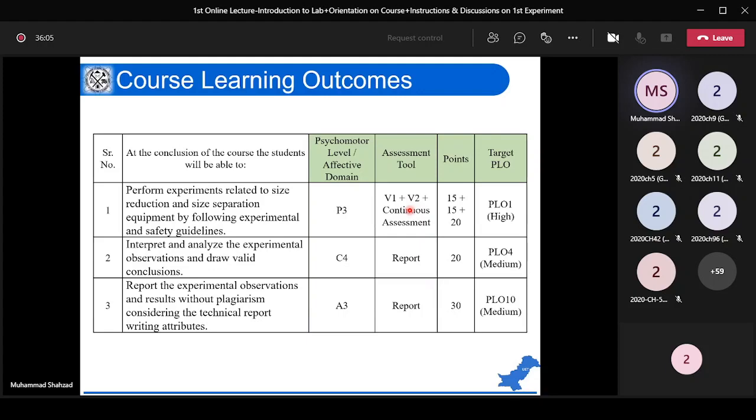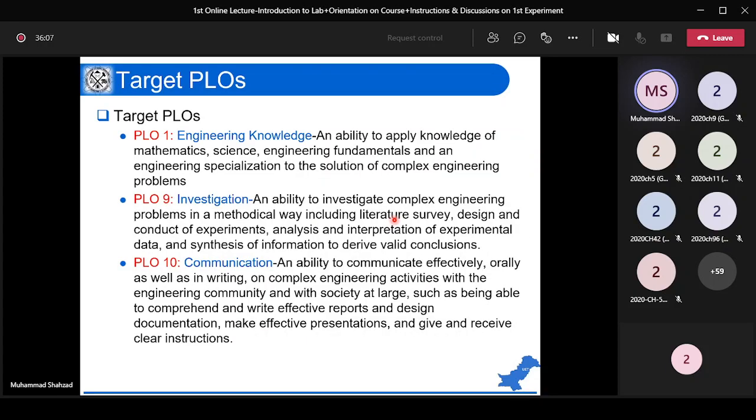These are the target PLOs. The first one is the engineering knowledge related to CLO1. The second one is the investigation related to CLO2, and then communication. That is the ability to communicate effectively, orally as well as in writing. Right? Just to give you information on what you are supposed to develop as your skill, as your ability.